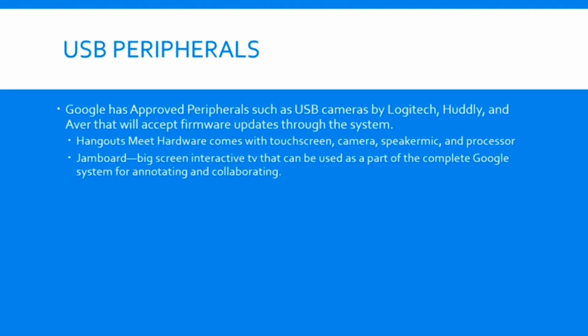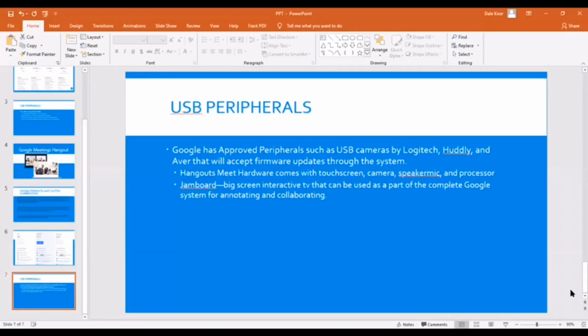Cisco items. Google also has a Jamboard, which is a big interactive screen TV that can be used as part of the complete system for annotating, collaborating, and you get your whiteboarding functions on there as well. And there's just a lot of different things you can do with it. It's really nice. That's the end of my presentation at this point.